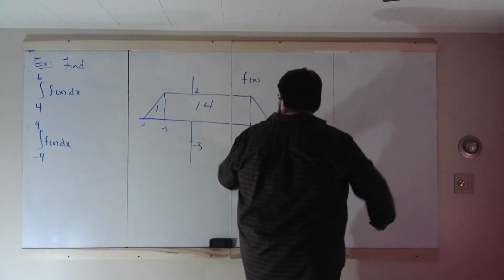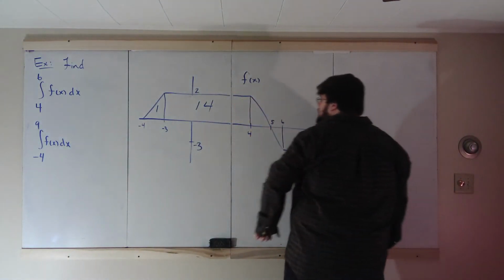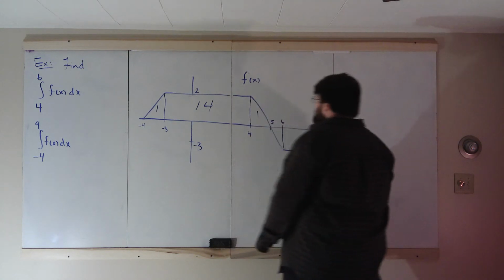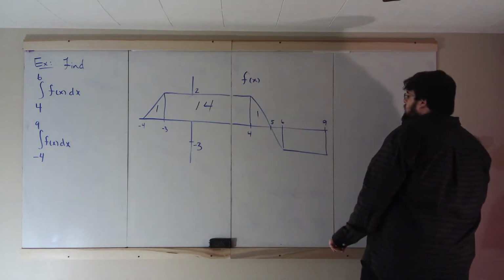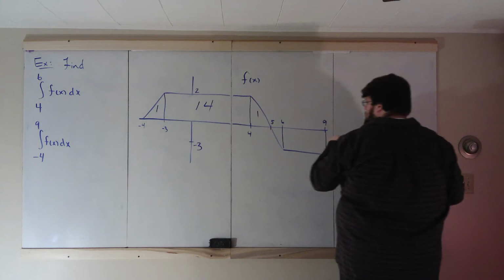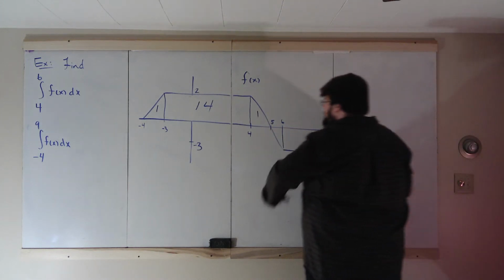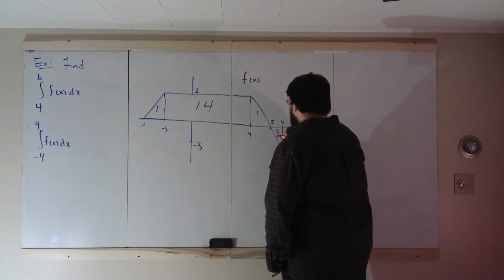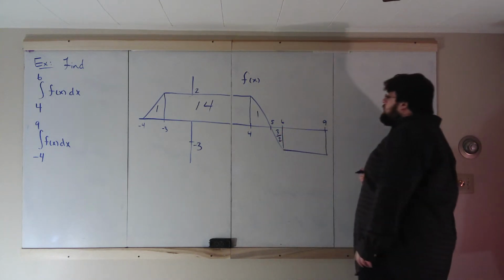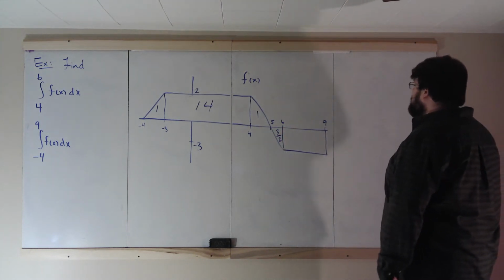How about this triangle? Well, the height is 2, the other side is 1. So again, we have a 1. What about this rectangle? One side is 1, because it's 5 to 6. The other side is 3. So we have 3 times 1 times a half. So that's 3 halves.